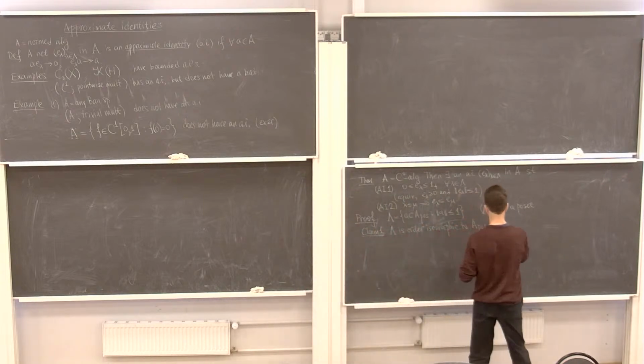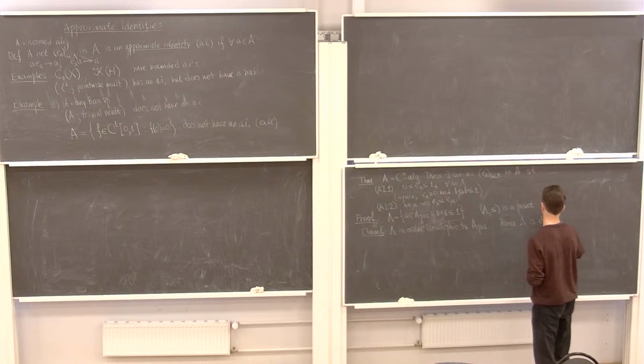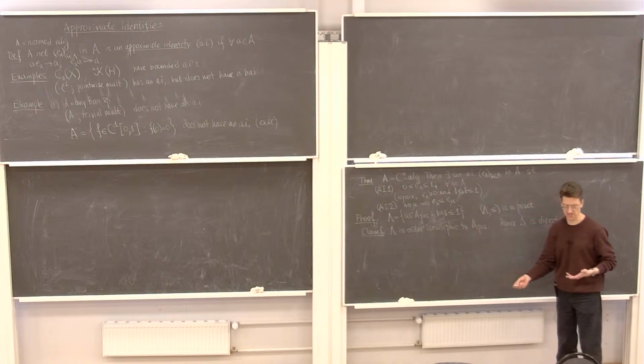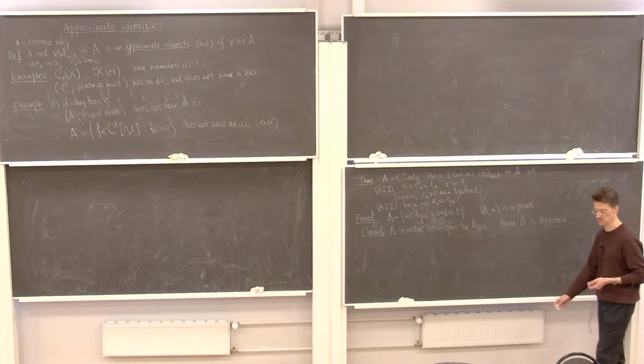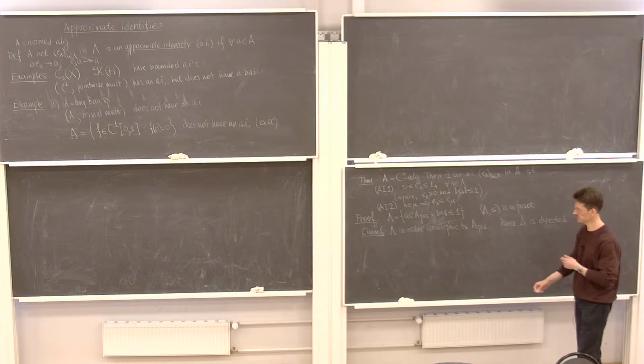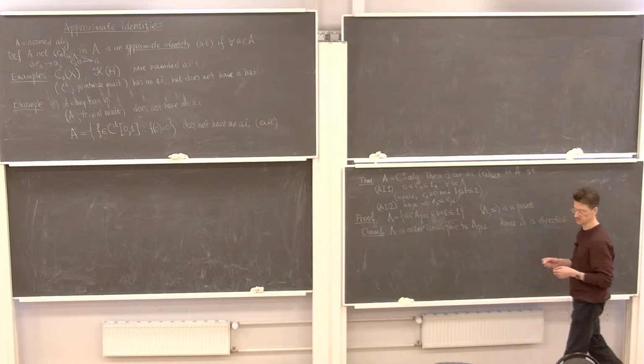So this result, this isomorphism, implies that lambda is directed, because the set of all positive elements is clearly directed. If you have two positive elements, then each of them is dominated by their sum. And since they are isomorphic, it follows that lambda is also directed.